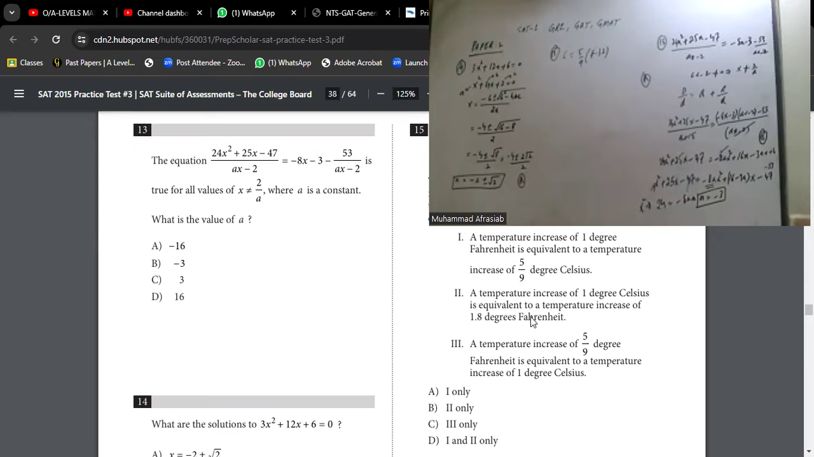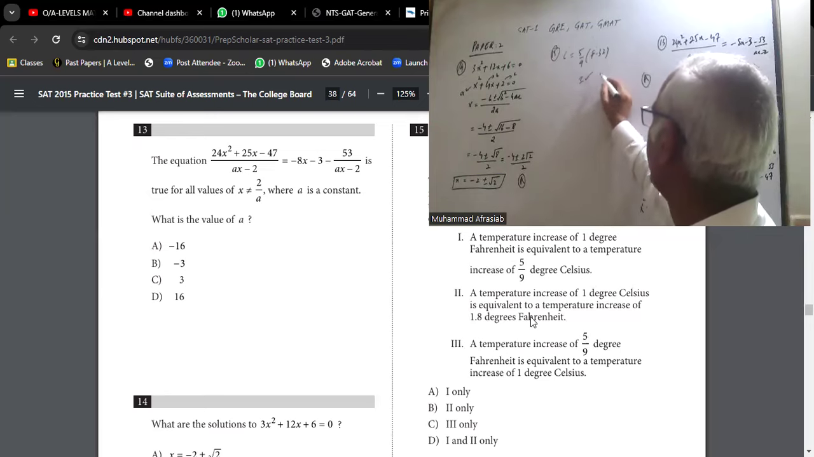Part 1. A temperature increase of 1 degree Fahrenheit is equivalent to a temperature increase of 5/9 degrees Celsius there. From this equation we know that it is true, because 1 degree in Fahrenheit is equivalent to the temperature increase of 5/9. So part 1 is true there.